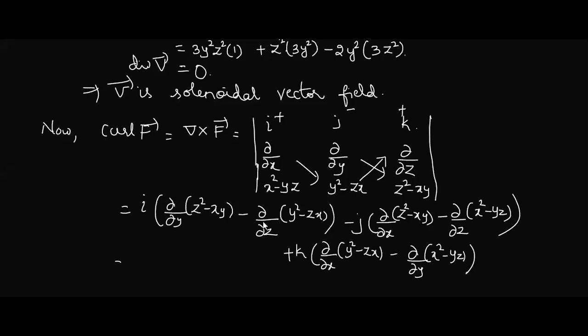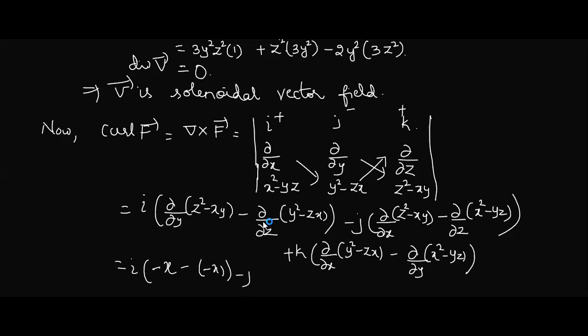This is i into bracket. What is the derivative of this bracket with respect to y? There is no y in z square, so it becomes 0. Then minus x out. Then remaining y with respect to y is 1. Altogether, the derivative of the bracket with respect to y is minus x. Write this minus as it is. Similarly, with respect to z, this is 0, minus again x. You will get a minus x.